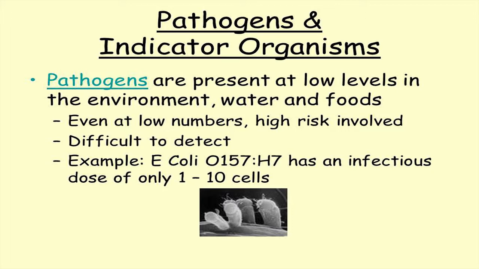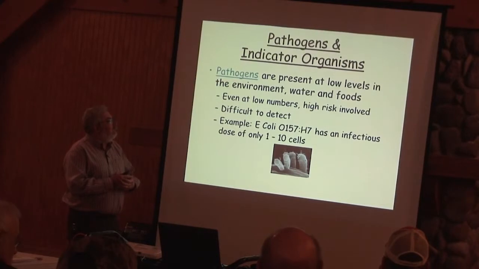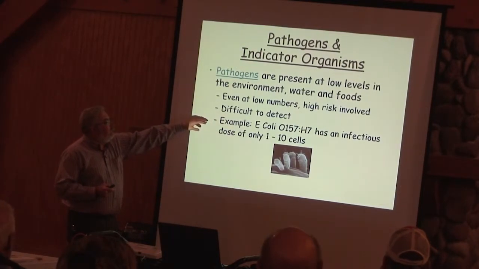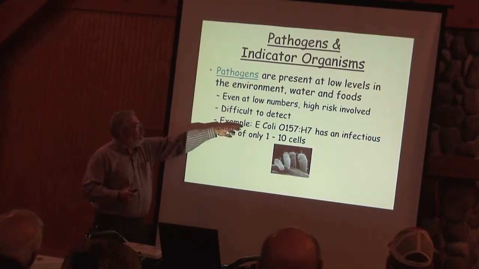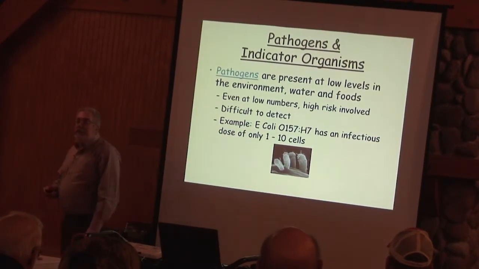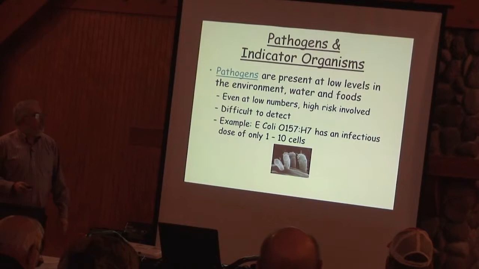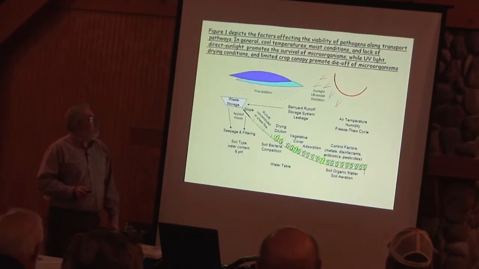When we look at pathogens and we're measuring things, we don't actually measure the pathogen. We usually use indicators, fecal coliforms and generic E. coli, because they're generally found in higher numbers in the field. With E. coli O157:H7, you find very small amounts in the field, and it only takes somewhere between 1 and 10 cells to make you sick. That's one of the reasons why we use indicator organisms.